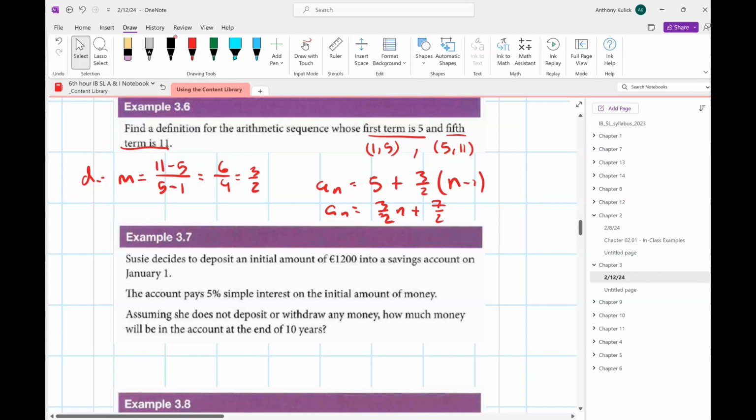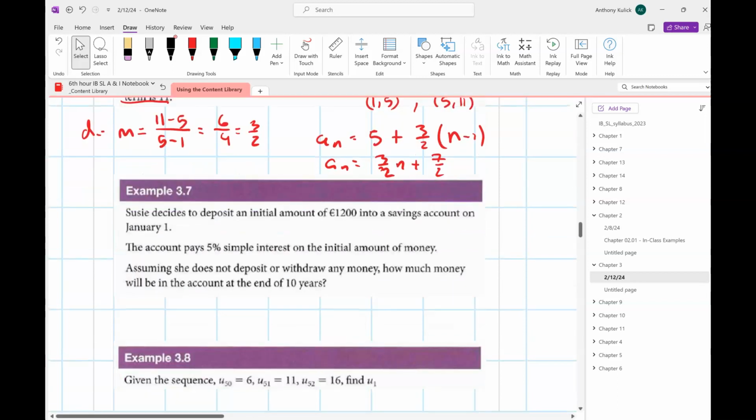All right. So another application, a way we can use a sequence to deal with a story problem. Susie decides to deposit an initial amount of 1,200 euros in a savings account on January 1st. The account pays 5% simple interest on the initial amount of money. Assuming she does not deposit or withdraw any money, how much money will the account have at the end of 10 years?